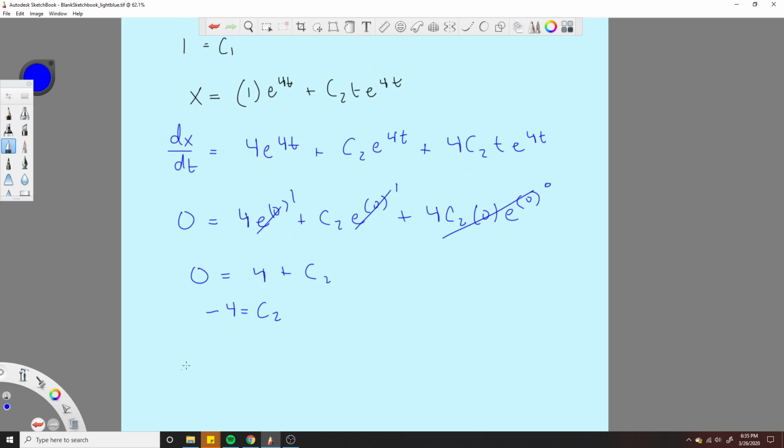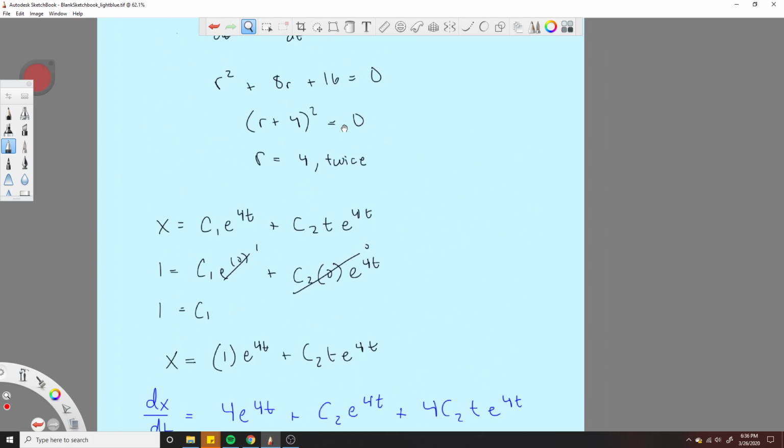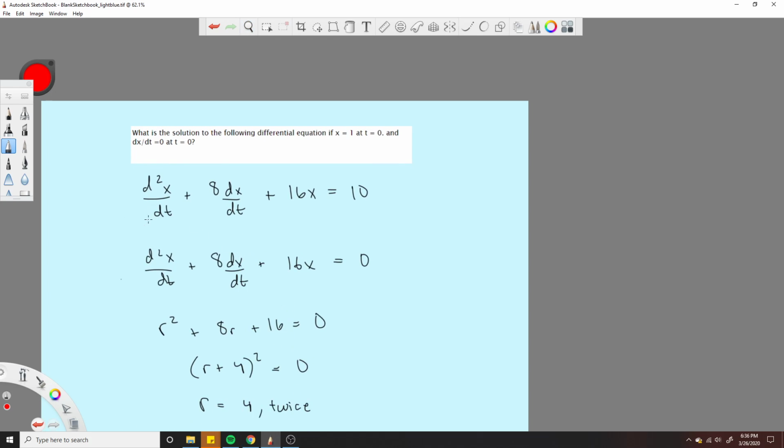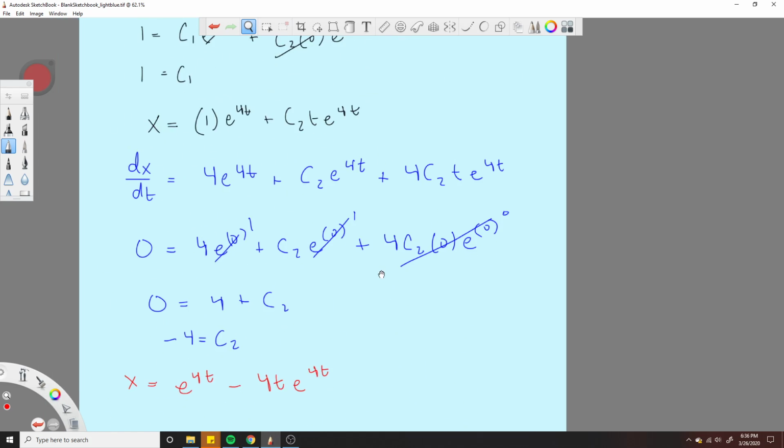And now I'm going to plug c2 back into our regular form. x equals e to the 4t minus 4t e to the 4t. Okay, well now you're looking pretty good because you don't have any c values. The only thing left to do is check to see if your equation will work for the problem. So we plug it back into this original equation. We have our dx/dt, we have our x. We don't have this d2x/dt2, so let's do that real quick.